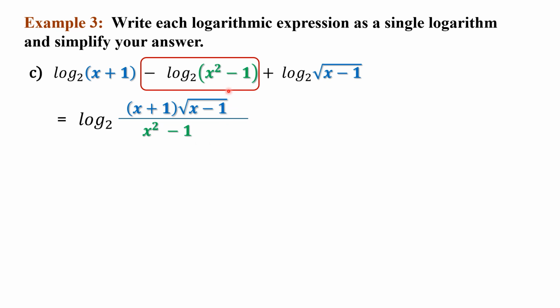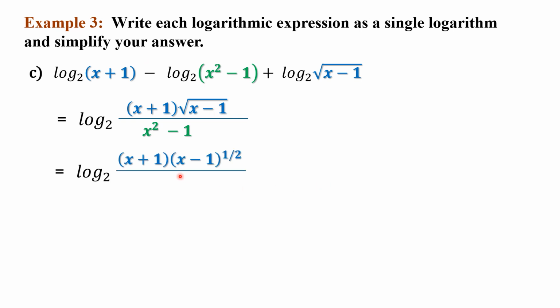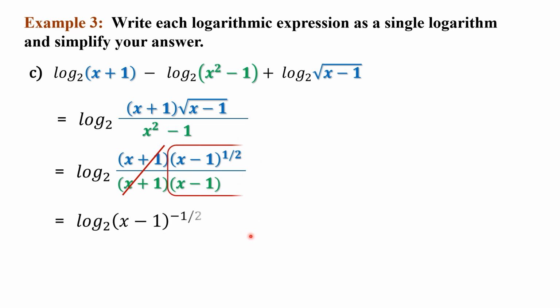Then after that, we have to make sure that this is in simplest form. It looks like we can still factor x squared minus 1, and we can write this square root of x minus 1 as a power 1/2. So let us do that. The numerator is x plus 1 and x minus 1 power half, and the denominator is x plus 1 and x minus 1. As you can see here, we can simplify by canceling out the common factor, which is x plus 1. And then for this term, when dividing with the same base, you have to subtract the powers. So the power half minus 1 is negative 1/2.